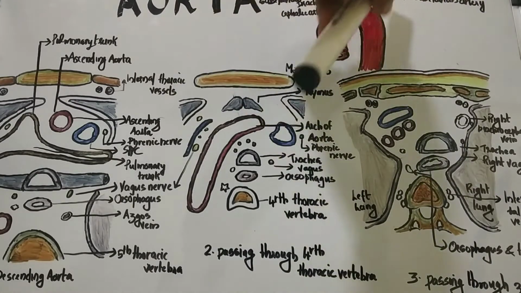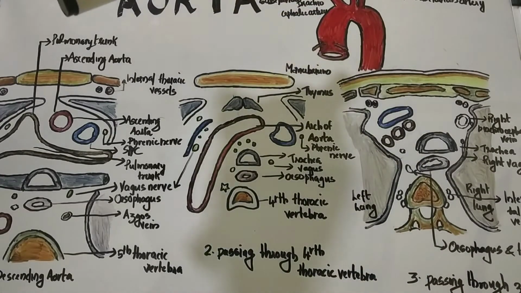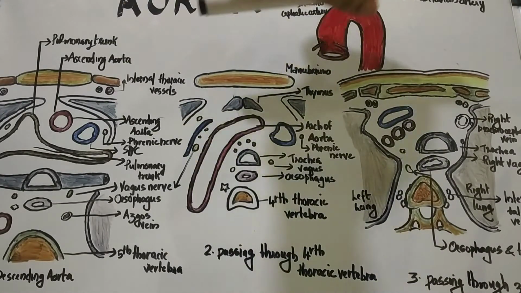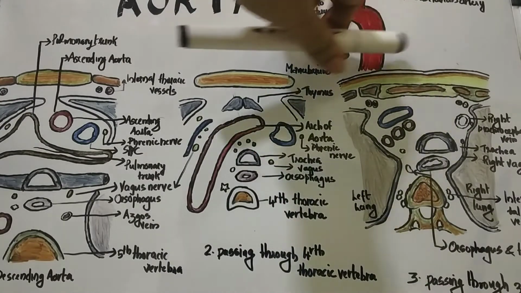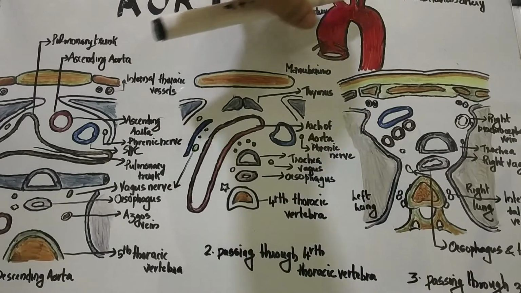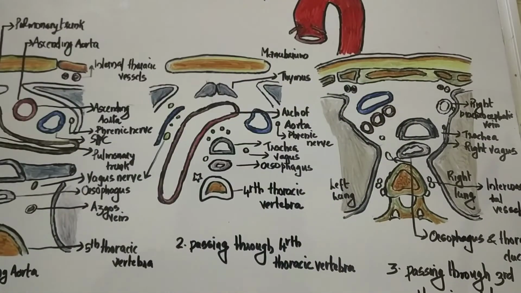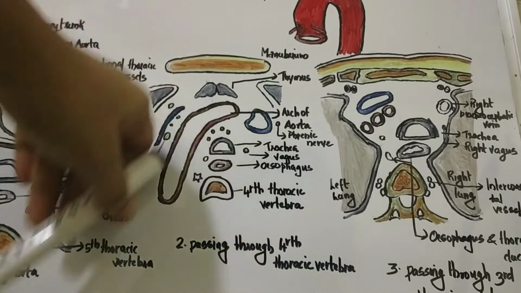Thus it arches over the root of the left lung. So it ends at the level of the lower border of the body of the fourth thoracic vertebra. Now we will discuss the relations of the arch of aorta.